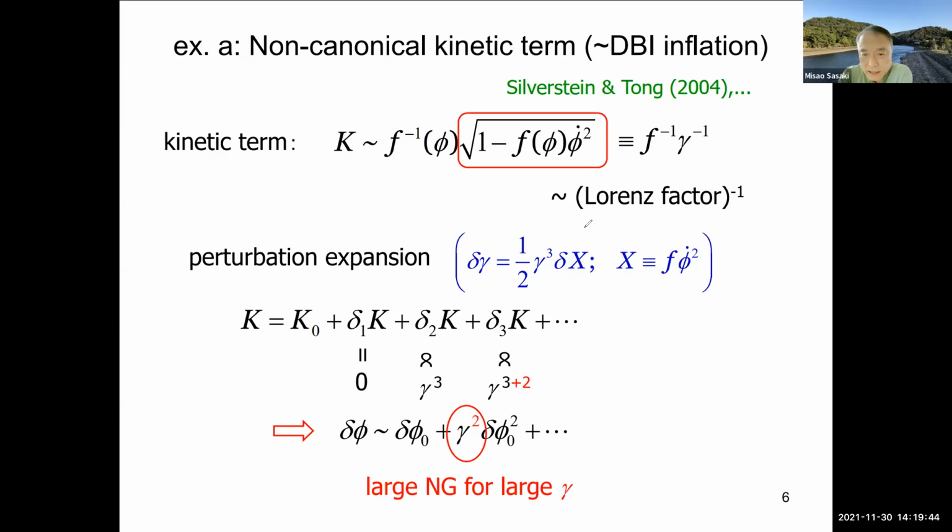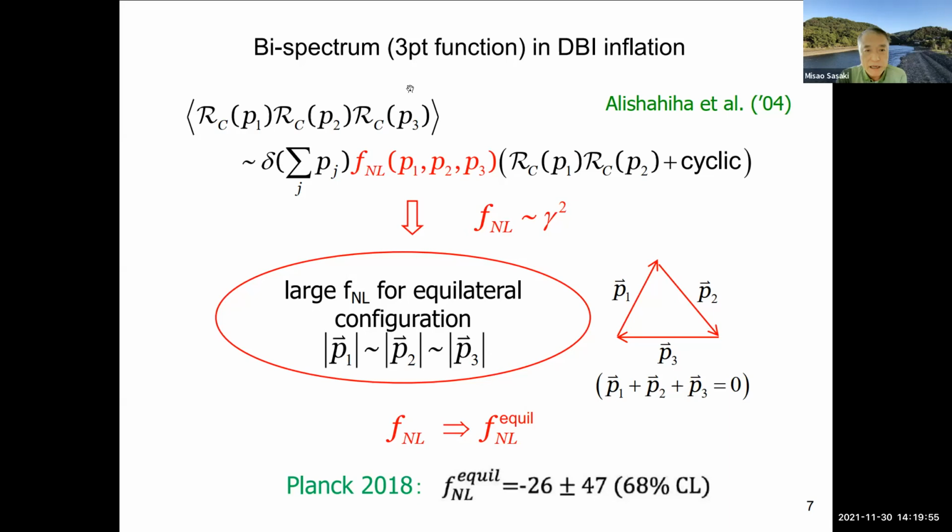Okay, and if you write this in momentum space, you can immediately go to the curvature perturbation expression. Anyway, you have this typical form of the non-Gaussianity from this, let's say, BD-type equation. In that case, the amplitude of this non-Gaussianity is called f_NL, and this f_NL, as I said, is of order gamma squared.